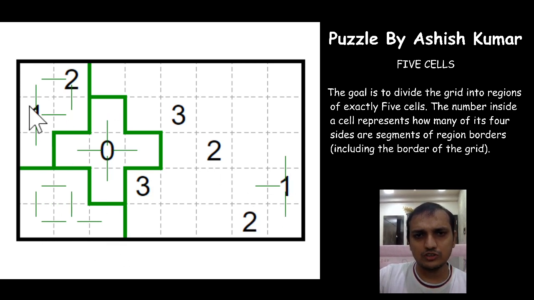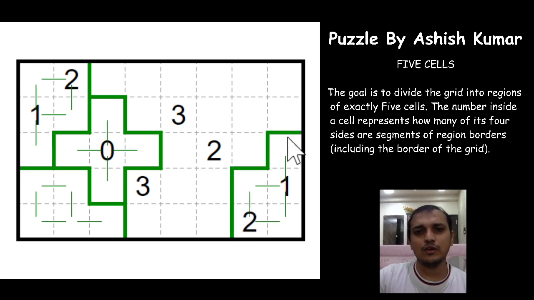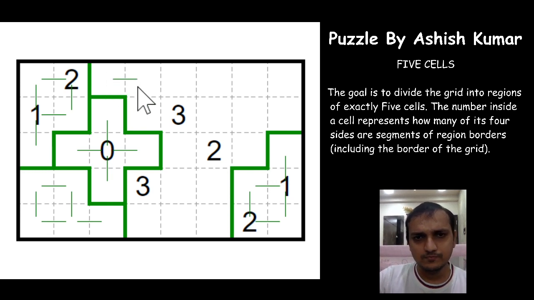The same logic which we used here: if the 2 is not part of the 1 region, it will form 3 segments for the 2, which is again contradicting the rule. Okay, so this segment will extend now to form a 5-cell region.